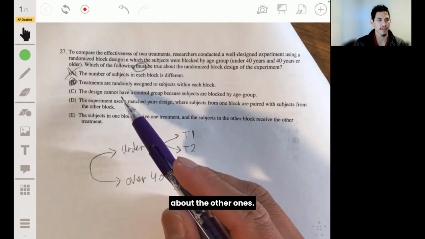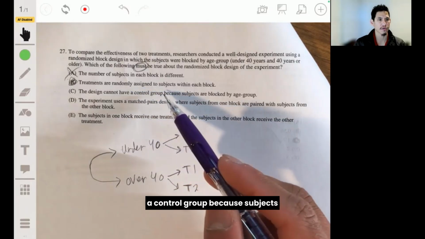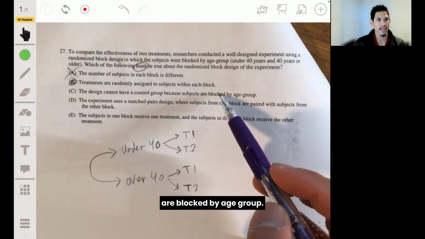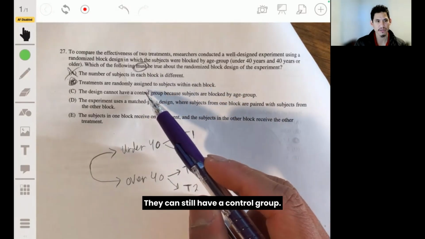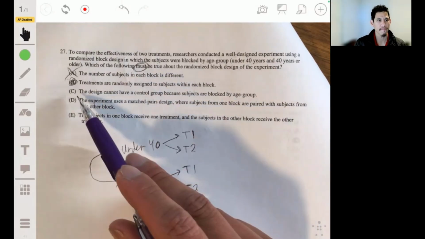Let me just briefly talk about the other ones. The design cannot have a control group because subjects are blocked by age group. That's not necessarily true. They can still have a control group. Remember, it's saying must be true.